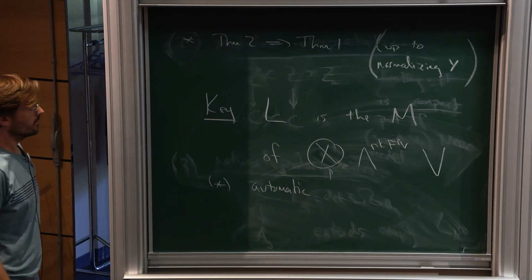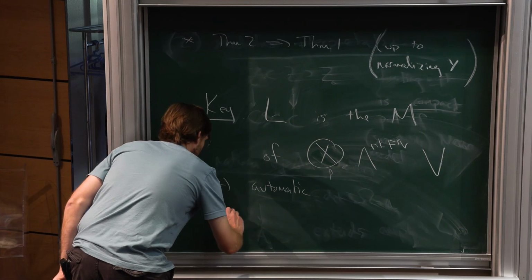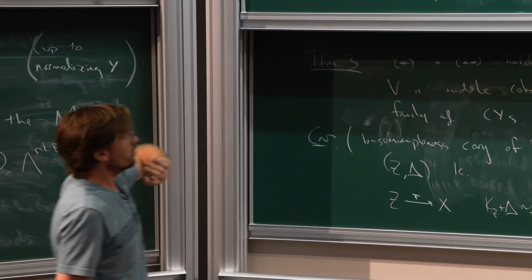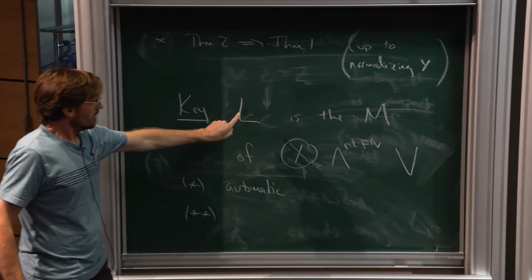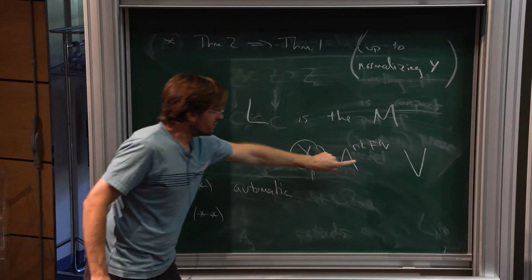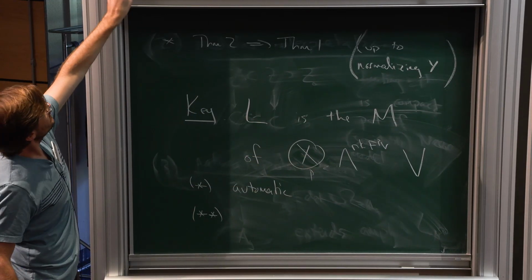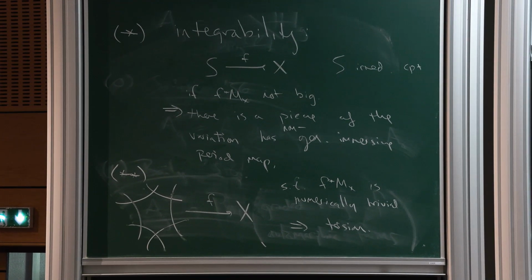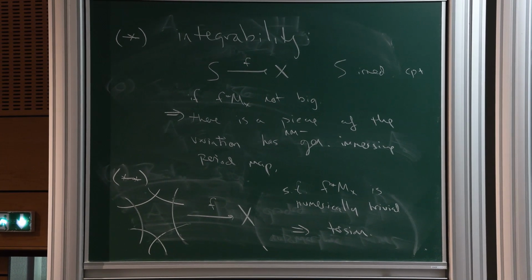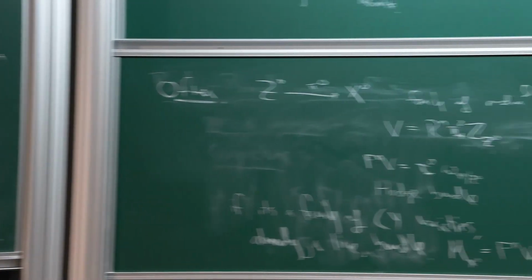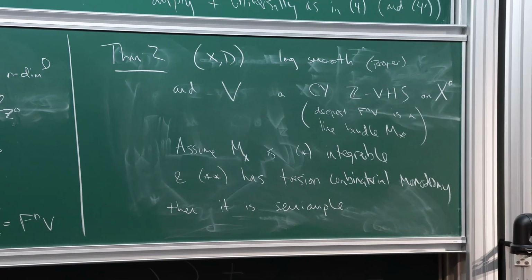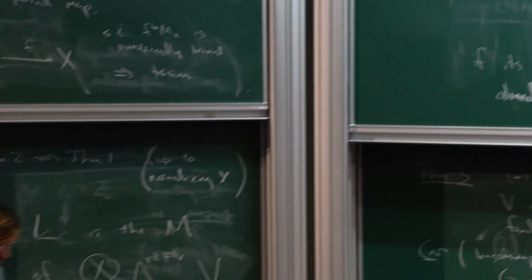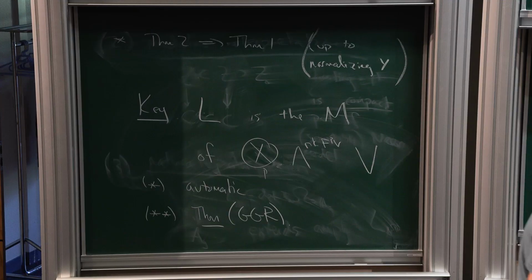is automatic for the Griffiths bundle. And this brings me to the work of Green, Griffiths, and Robles. What they prove is that the Griffiths bundle, viewed in this light, satisfies condition 2 star. This is the theorem of GGR. Okay, so both of these conditions are satisfied in the case of theorem 1. The first is automatic, like I said, and the second requires proof.